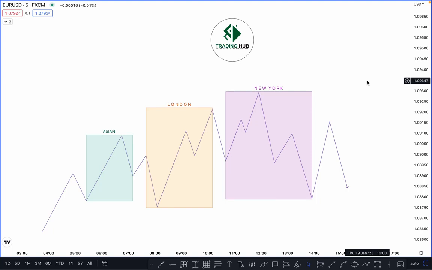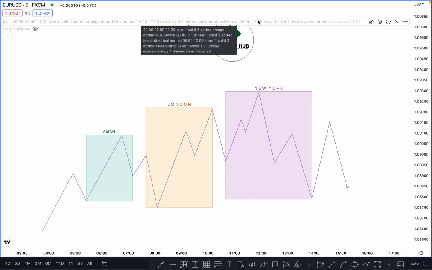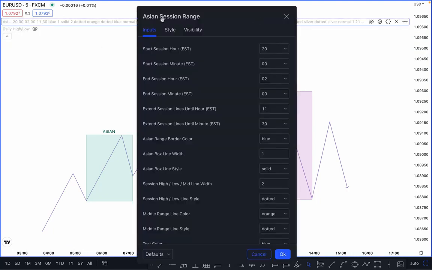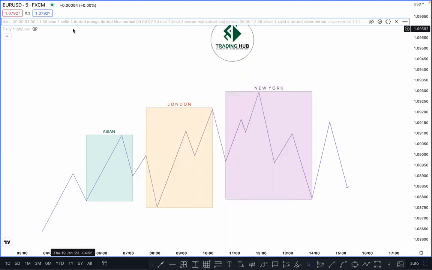So let's see how it actually works. First of all, look at this diagram. This one is our Asian session, this one is our London, and this one is New York, and every country has a different time zone. You can apply any indicator which will show you where our session is, and for session timing you can apply this indicator. I'm using this one, Asian session range, simply available on TradingView. You can also apply any other which one you like.